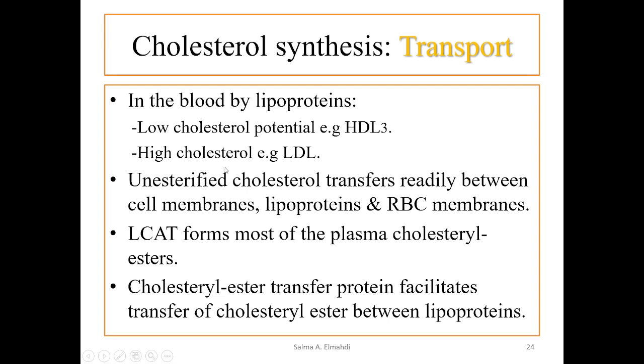How is cholesterol transported in the blood? Cholesterol is transported through lipoproteins, particularly the low cholesterol lipoproteins, like HDL3, and it's also transported by high cholesterol content lipoproteins like LDL. Unesterified cholesterol transfers readily between cell membranes, lipoproteins, and red blood cells. The problem is with the esterified cholesterol. Lecithin cholesterol acyltransferase forms most of the plasma cholesterol esters. Cholesterol ester transfer protein facilitates transfer of cholesterol esters between lipoproteins.